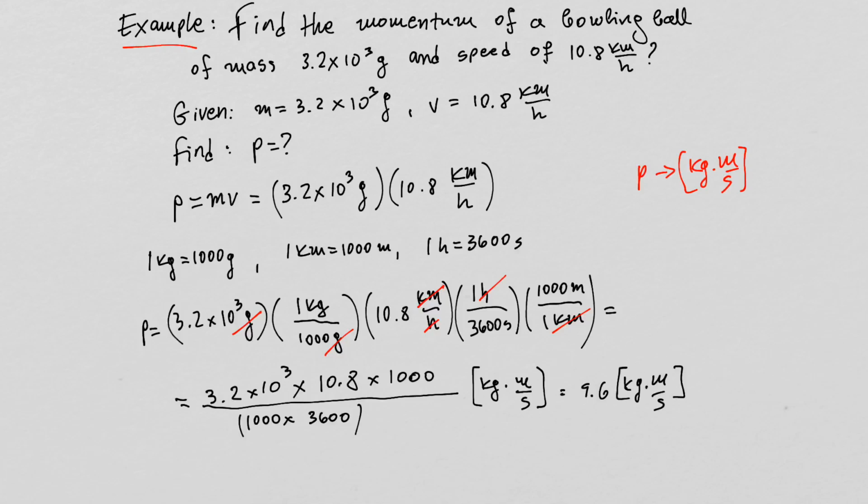If you did not convert the units, you would get a wrong answer, which would be 34,560 grams kilometers per hour. And so this would be wrong. However, if you went that way, what you would do is then you would have to apply the conversion factors that I discussed here in that conversion to the final answer to get the correct answer, which is 9.6 kilograms meters per second. The other quantity that is related to the concept of momentum is impulse.